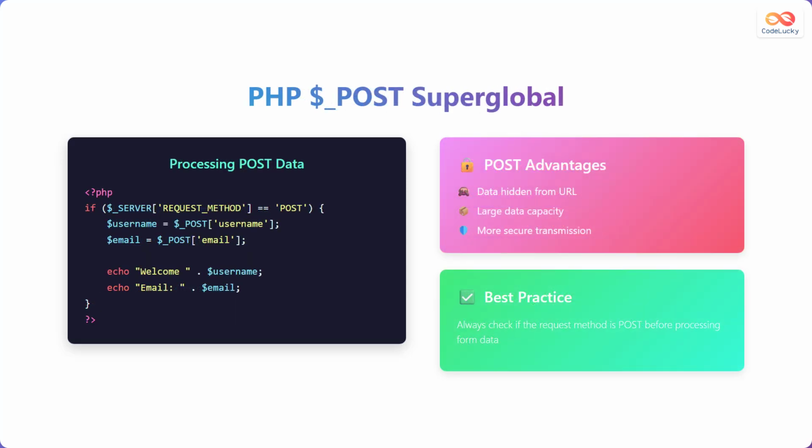Now let's talk about the post superglobal. The $_POST superglobal is used to access data sent via the post method. First, it's important to check if the request method is post using $_SERVER['REQUEST_METHOD']. If it is post, you can then access the username and email using $_POST['username'] and $_POST['email']. The advantages of using post include data being hidden from the URL, larger data capacity, and more secure transmission.